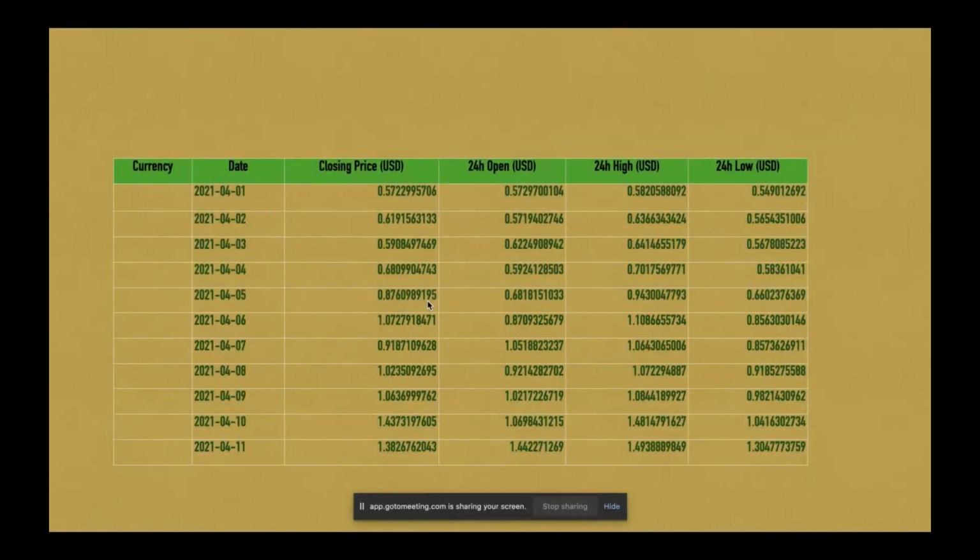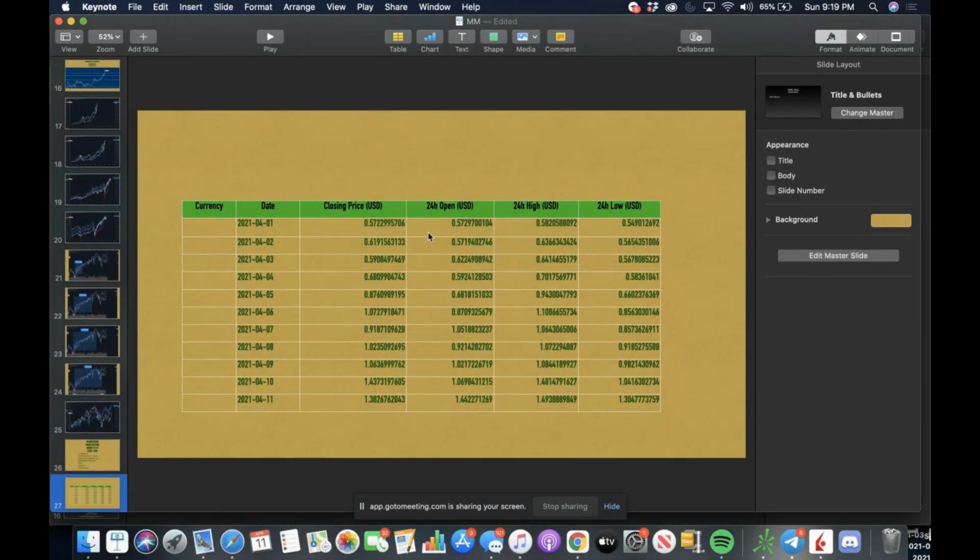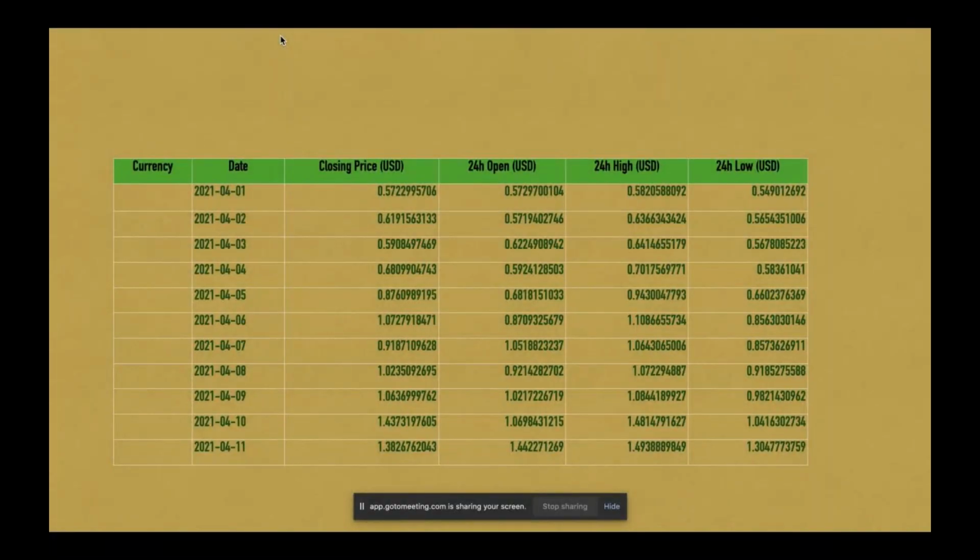I'll leave it up for a little bit. If you can't see it, shoot me a message on Discord so that way I don't have to get out of this. We can look at it together. Right, we're only looking at the closing prices. Okay, that's fine. Yeah, and again, it can be a little bit, right?